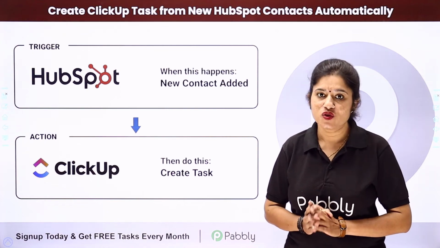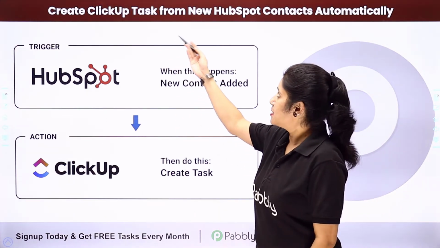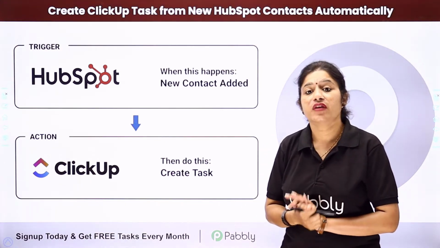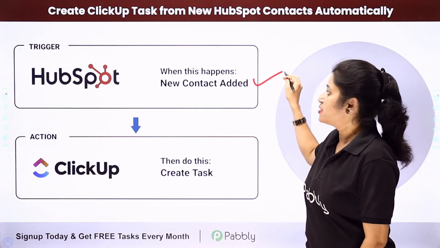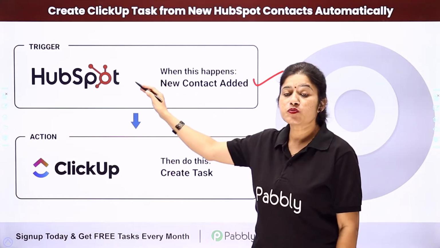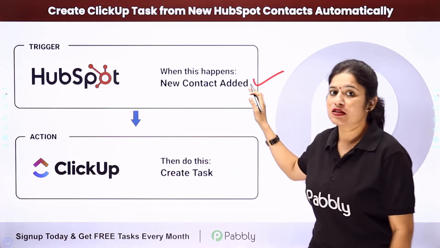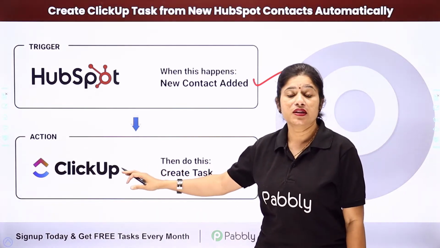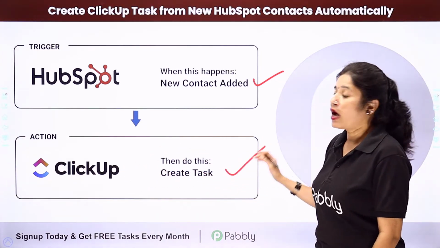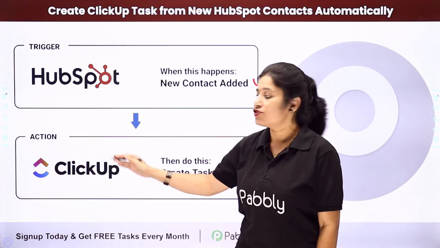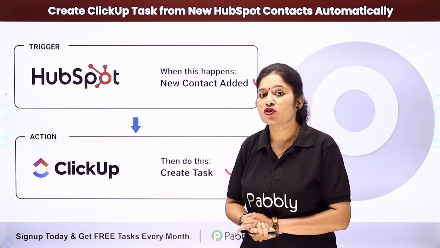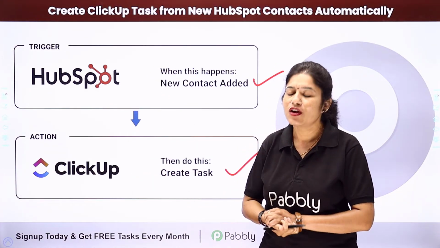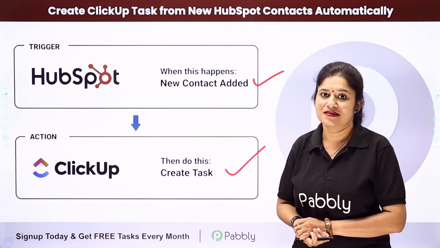In this video, we are going to learn how you can create ClickUp tasks from new HubSpot contacts automatically. So the idea here is that whenever you create a new contact into your CRM software application, that is HubSpot, automatically using the details of the contact, a new task should get created into your task management software, that is ClickUp. So here you have to integrate HubSpot CRM application with ClickUp. So how you can set up this automation and how you can integrate both these software applications using Pabbly Connect, for that you need to come to my screen.